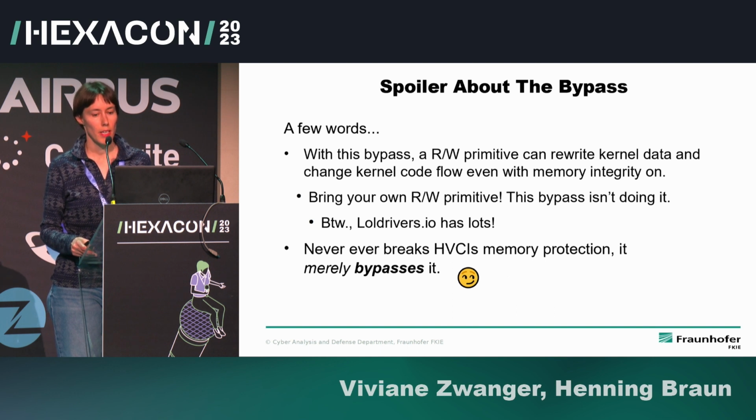So the bypass is taking your read-write primitive and making it work like it used to before memory integrity. You can, again, write on read-only memory and all kinds of stuff. The other thing is that our bypass doesn't break anything, so we don't go against any security rule and don't break them. Never. It's just a bypass, which might be even better because then we can do the stuff without breaking anything.